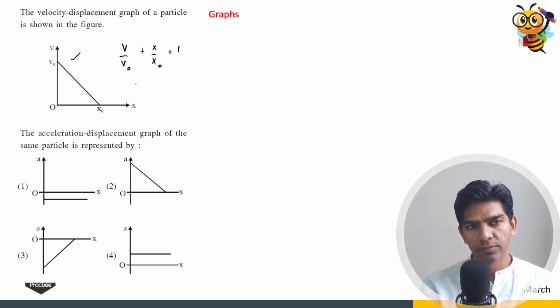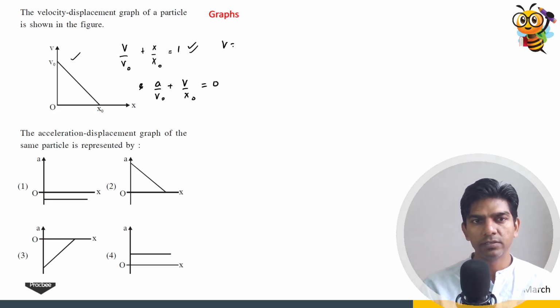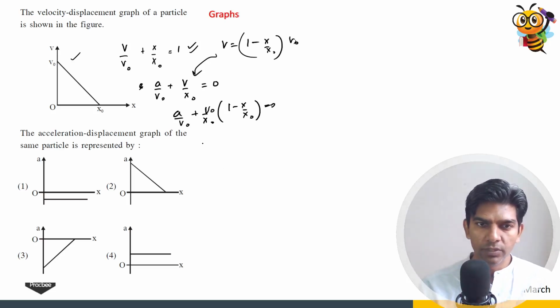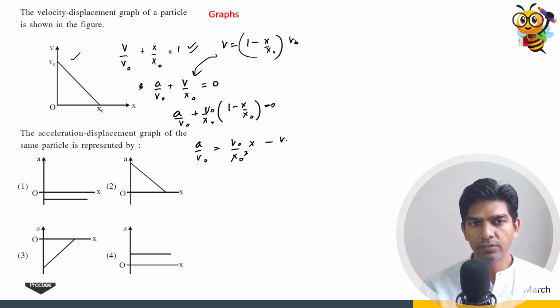So let us differentiate this. If I differentiate this, v will become a, so a by v naught, and x will become v by x naught, and 1 will become 0. Now we can substitute v from the first equation. So v is nothing but 1 minus x by x naught times v naught. So let us substitute in this equation. So a by v naught plus 1 by x naught times v naught into 1 minus x by x naught equals to 0. And from this, a by v naught can be written as v naught by x naught square times x minus v naught by x naught.